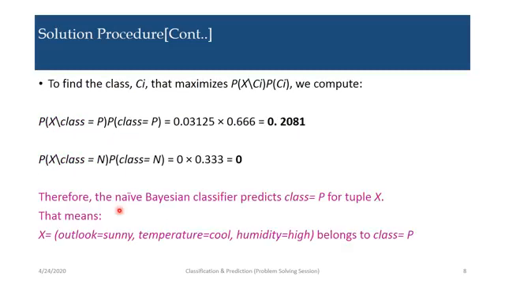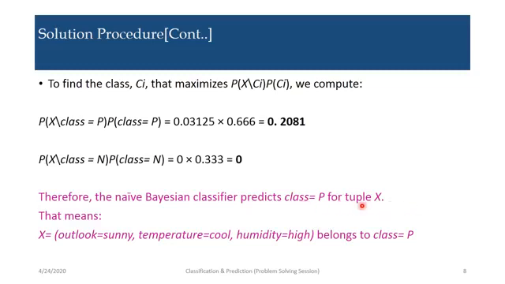Now to find the class Ci that maximizes P(X|Ci) into P(Ci), we have to compute it. Earlier we computed P(Ci), so P(X|class P) into P(class P) is 0.03125 into 0.666, which comes to 0.2081. P(X|class N) into P(class N) is 0 into 0.333, which is 0. If you compare these two values, this one is higher. Therefore the Naive Bayesian classifier predicts the class P for the tuple X.